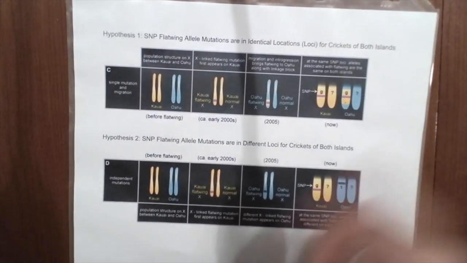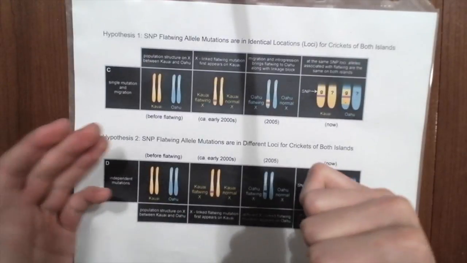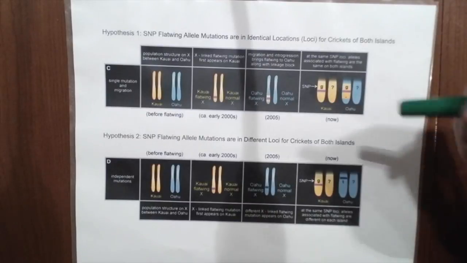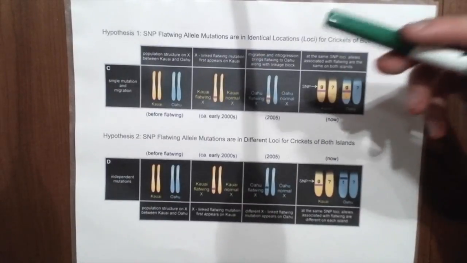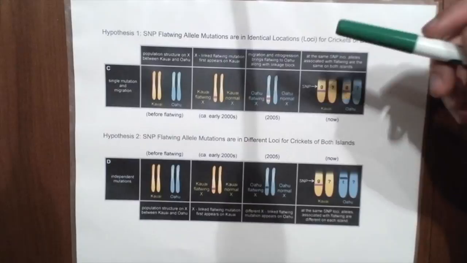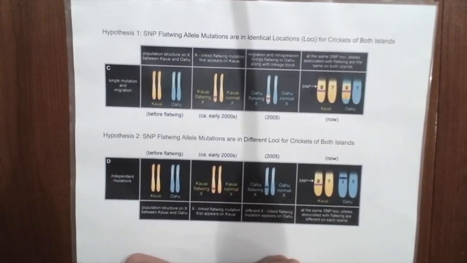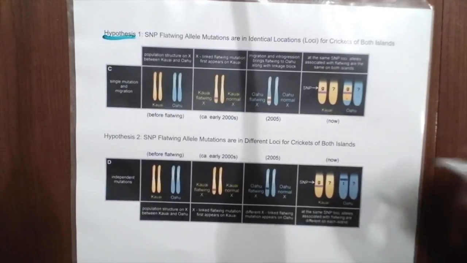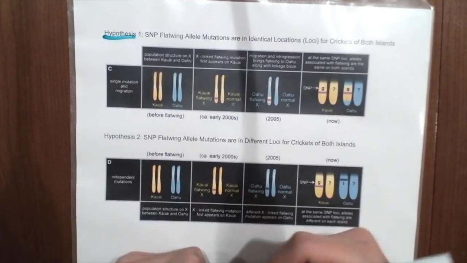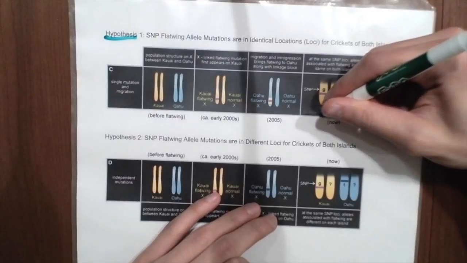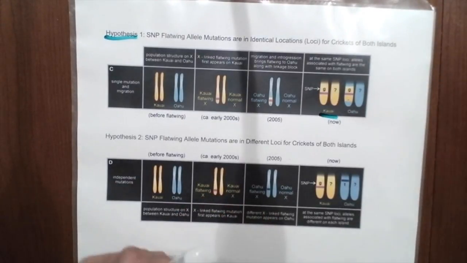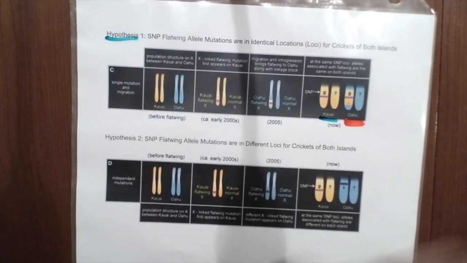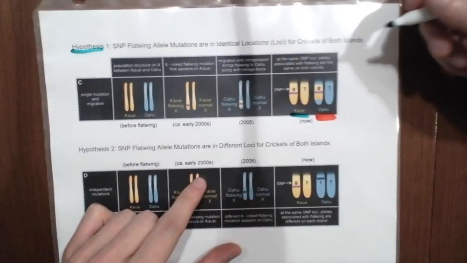And so there are two hypotheses for the location of the mutation that causes flatwing in the two populations of crickets. The first hypothesis says that the mutations occurred at identical locations, at identical loci in the corresponding alleles for the Kauai and the Oahu populations. That's what this diagram is saying right here.